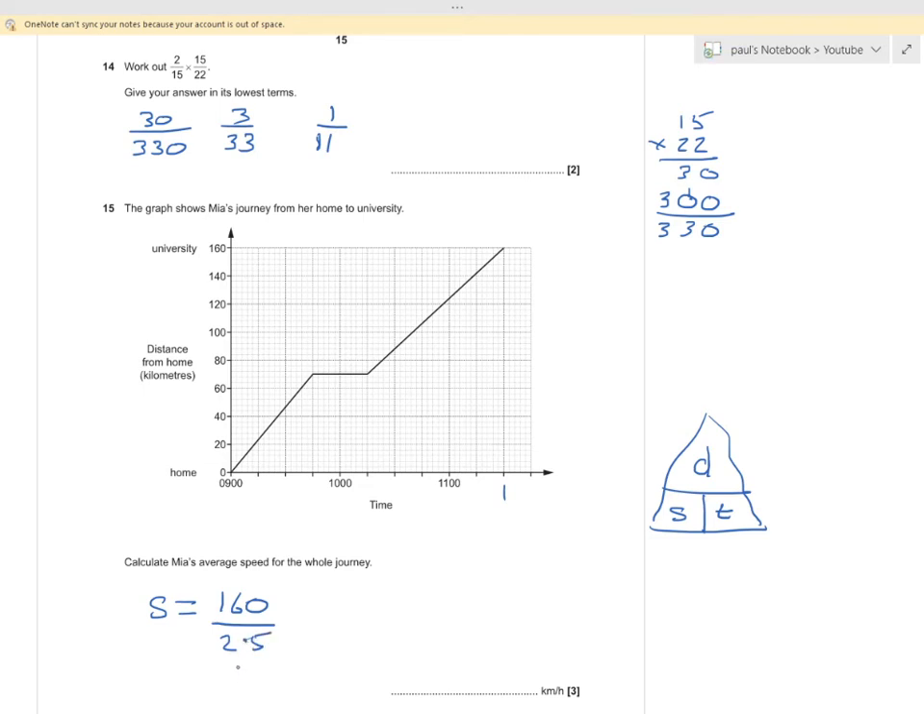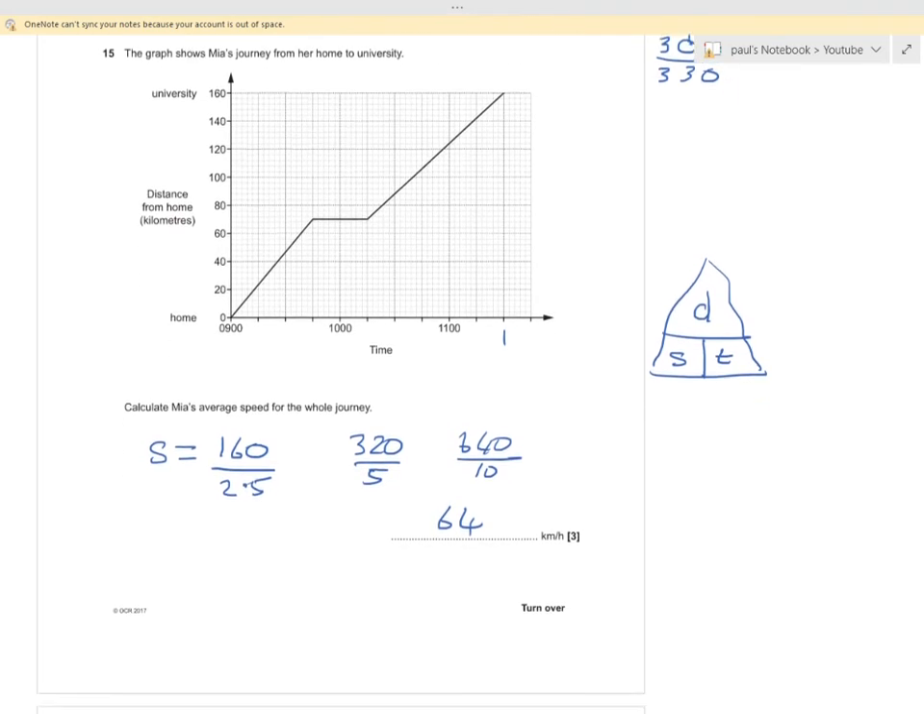How can I make that easier? Let's multiply both by 2. So I'm going to go 320 divided by 5. Or even 640 divided by 10, which equals 64. There. Saves trying to divide by 2.5 because we've got a not a calculator paper, so it's a bit awkward.